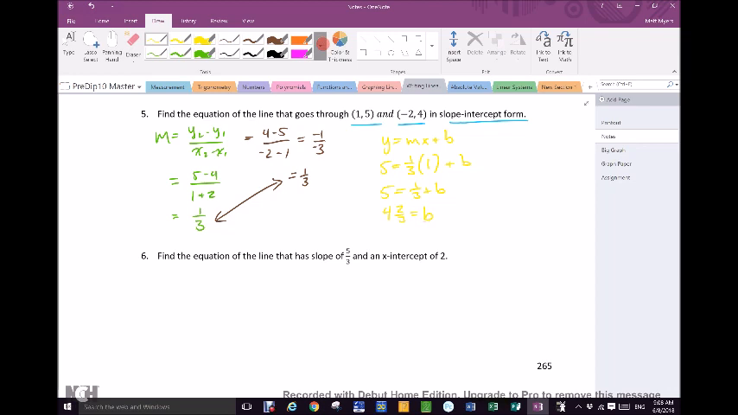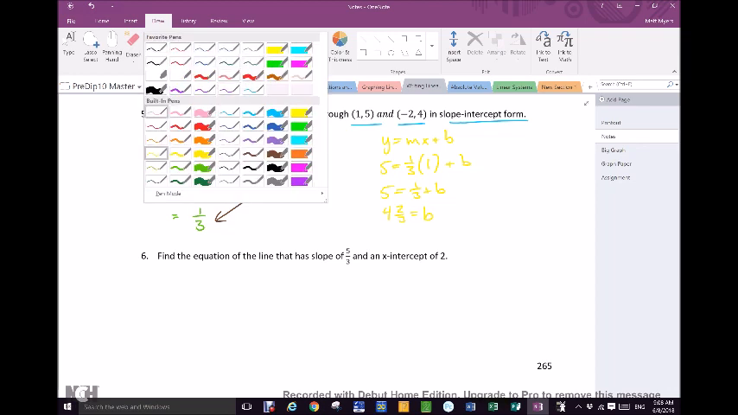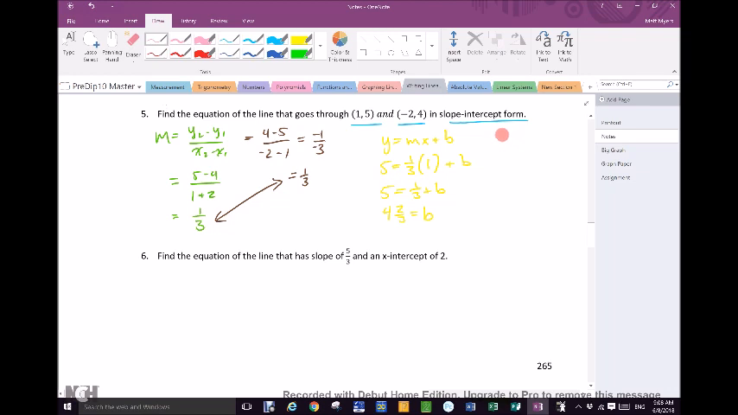What is option 2? What could I write for y? 4 equals 1/3. What could I write for x? -2 plus b. 4 equals -2/3 plus b. -2/3 comes over here. 4 and 2/3 equals b. Option 2. What is a third option?